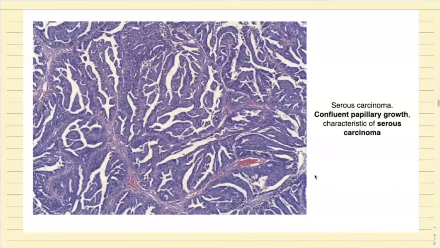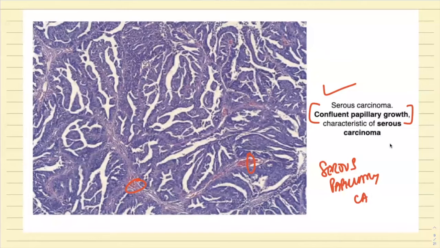Okay, now look over here. This is the serous carcinoma. It is characterized by the presence of confluent papillary growth. So these are all papillae and they are confluent, meaning they are arranged back to back. Can you see any space in between? These are the fibrovascular cores that you appreciate. So this is the classical picture of the serous papillary carcinoma. Serous papillary carcinoma it is.